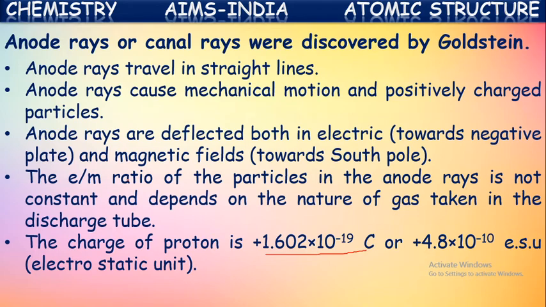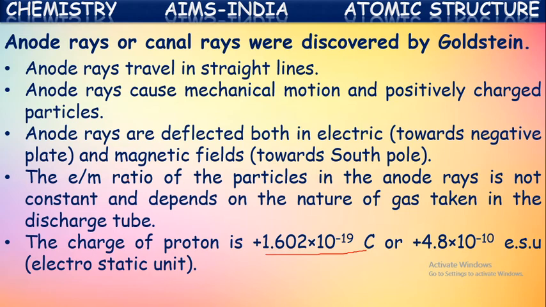For example, when hydrogen gas is taken in the discharge tube and high voltage current is passed, this hydrogen gas will produce electrons, cathode rays, and H plus ions, the positive rays or anode rays. These H plus ions are considered the smallest particles of anode rays out of all the gases we take. So these H plus ions are called protons. The charge of each H plus ion or proton is 1.602 into 10 to the power of minus 19 coulombs.